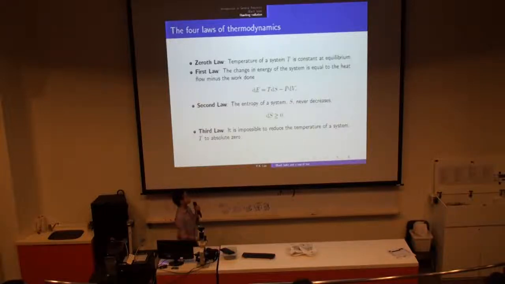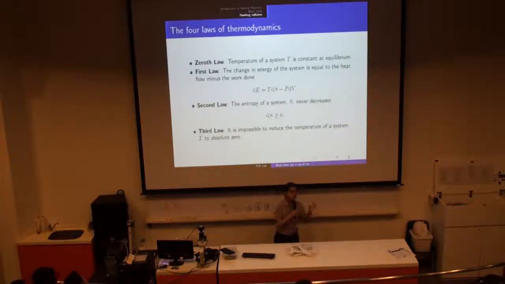For thermodynamics, the 0th law is about temperature. It is constant at equilibrium. And the first law is telling us how the energy changes in relation to the pressure and volume. And the second law, there's something that never decreases also. It is entropy. So what is entropy? Yeah, this is a long story, but it's very simple. Entropy is a number. It's a number that tells us whether a certain process is possible or not.